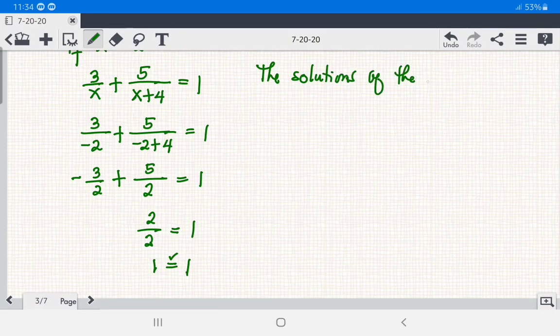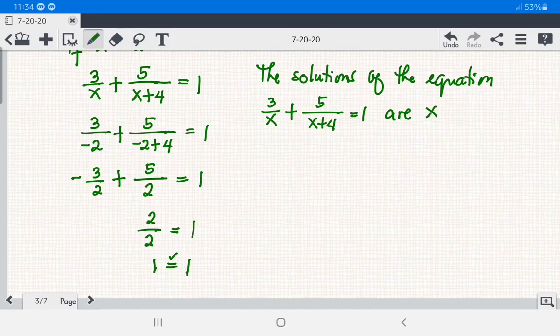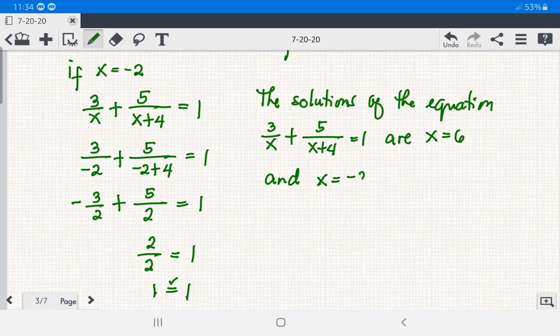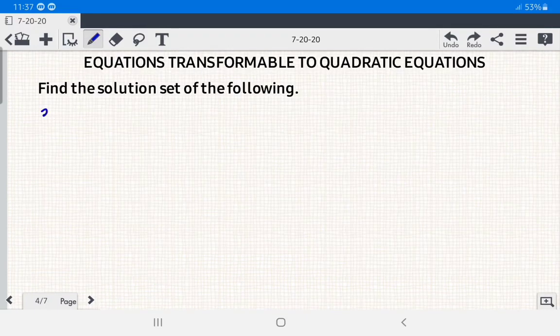So we can say that the solutions of the equation 3 over x plus 5 over x plus 4 equals 1 are x equal to 6 and x equal to negative 2. Number 3, let's say we have 1 over x plus 1 over x plus 1, then equals 7 over 12.